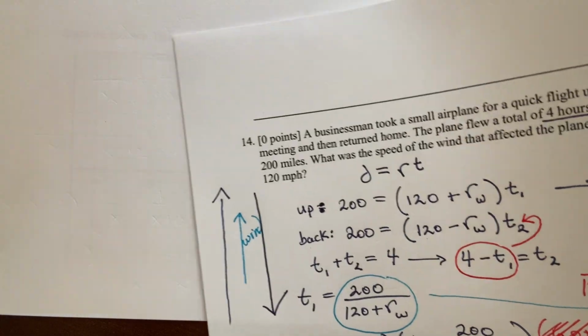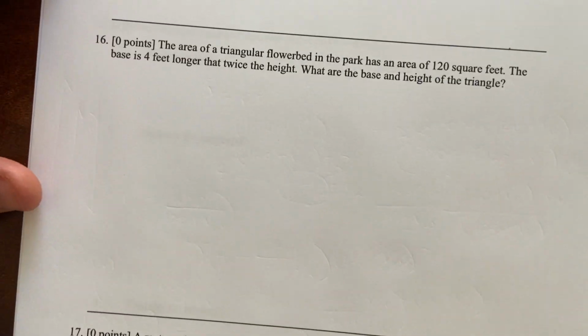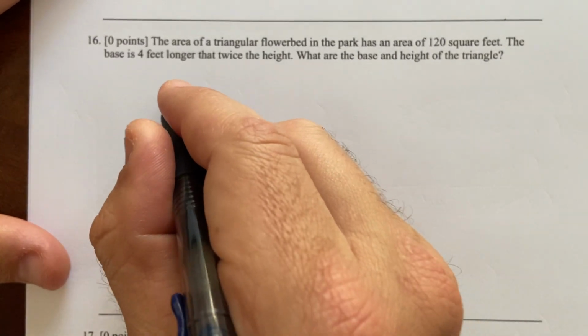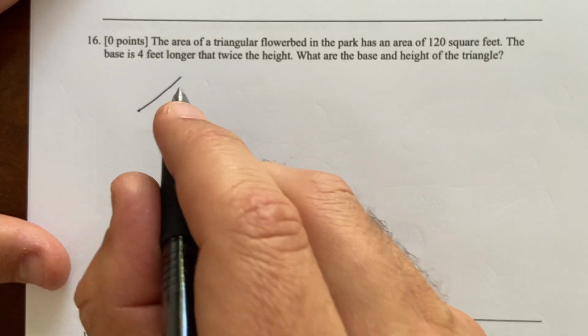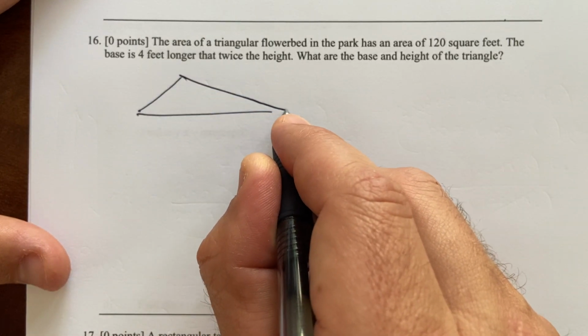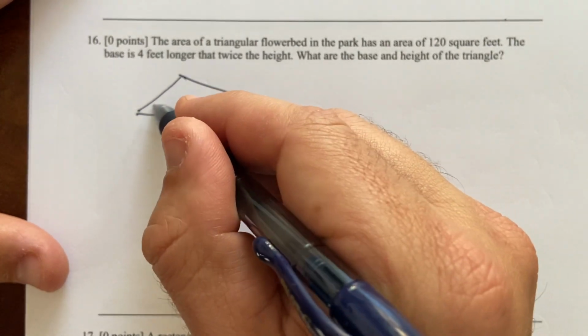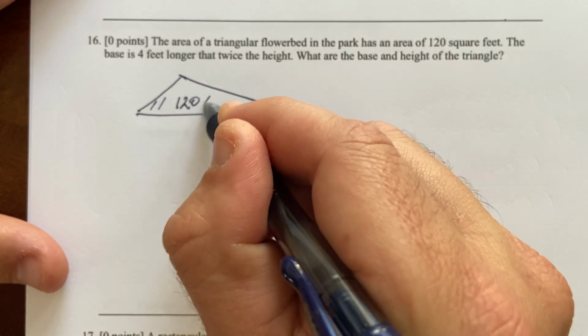All right, on number 16. It says the area of a triangular flower bed in the park has an area of 120 square feet. The base is 4 feet longer than twice the height. What are the base and height of the triangle? Meaning what lengths are they? So there's some kind of triangular flower bed here. And I know that this interior area is this 120 square feet.